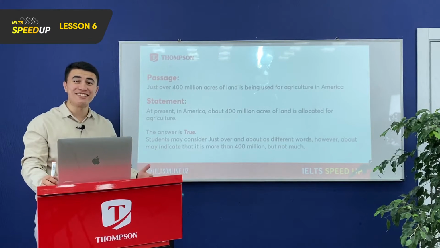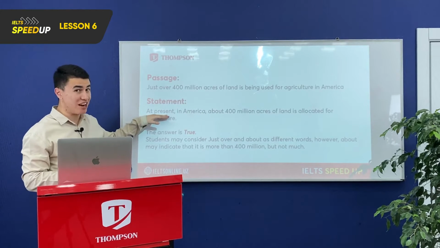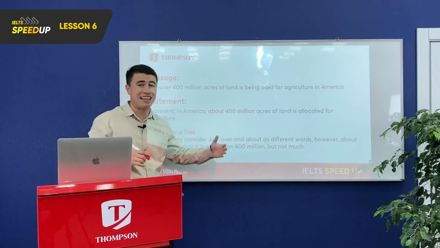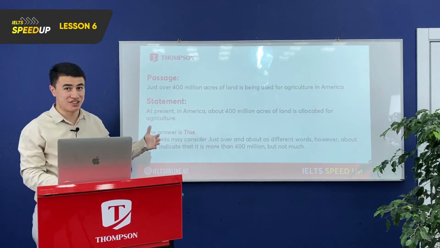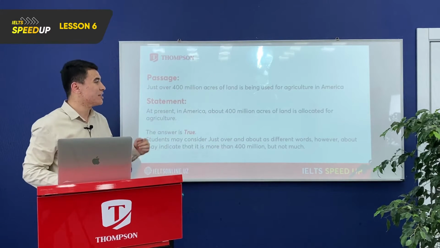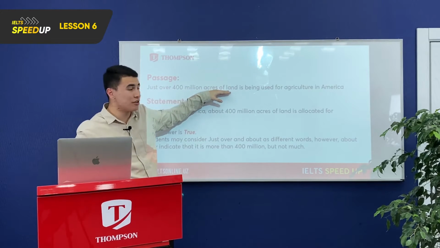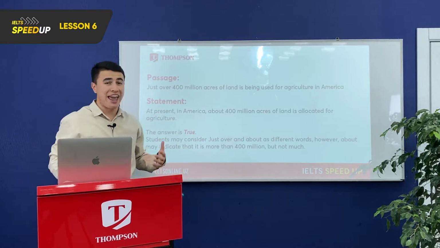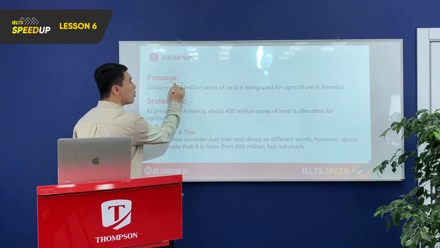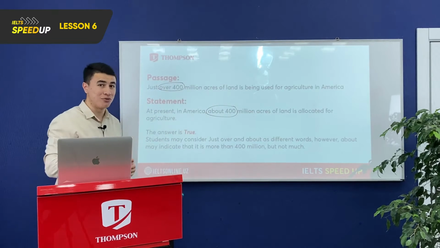Now let's consider another example. Here we can see in the statement, at present in America, about 400 million acres of land is allocated for agriculture. So dedicated, devoted, or used for agriculture. In the passage we can see just over 400 million acres of land is being used for agriculture in America. And here we can see over 400 in the passage, and in the statement we have about 400.